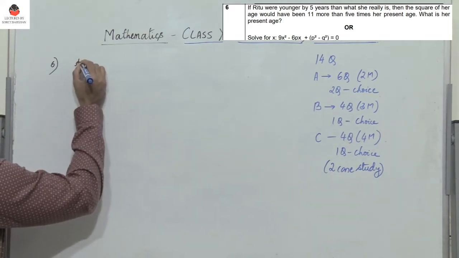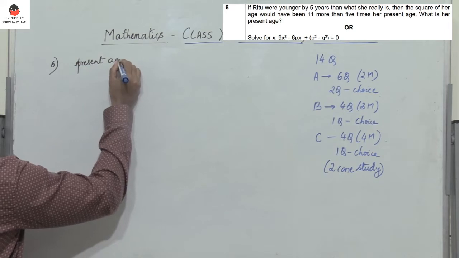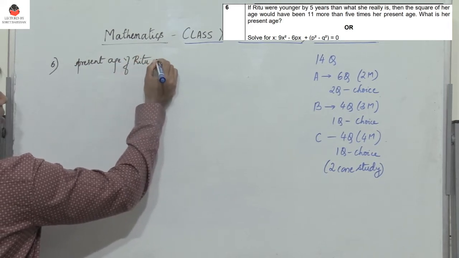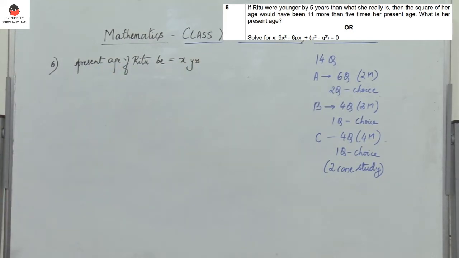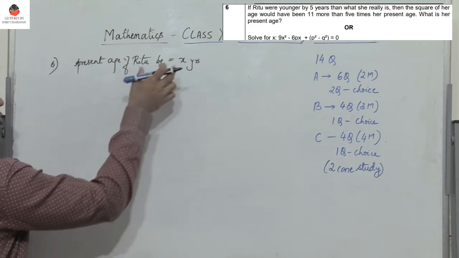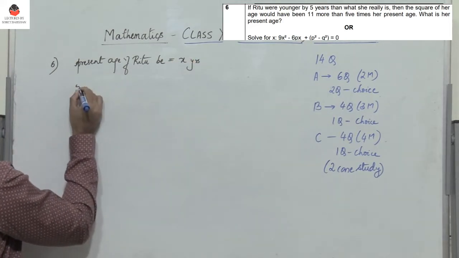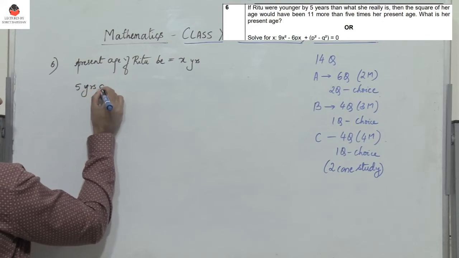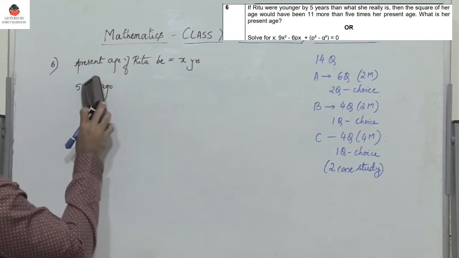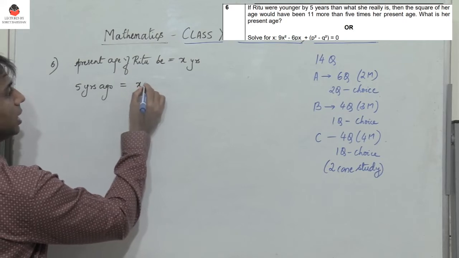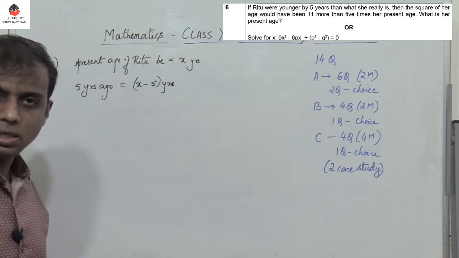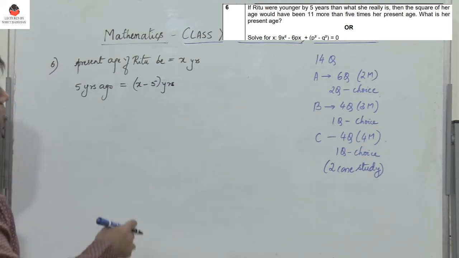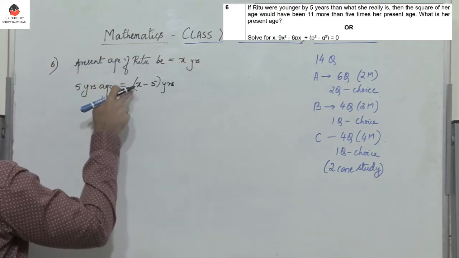So let the present age of Ritu be x years. So this is her present age. Now what has been given? If Ritu were younger by 5 years. So if her present age is x, 5 years ago, what will be Ritu's age? Ritu's age will be x minus 5 years, right? So if your age is 20, 5 years back your age would have been 15. So Ritu's present age is x, 5 years back her age is x minus 5.